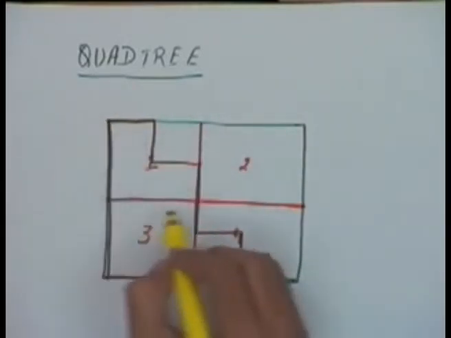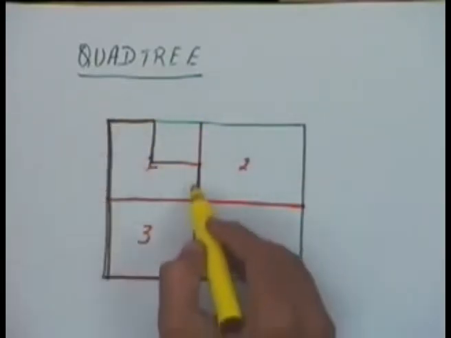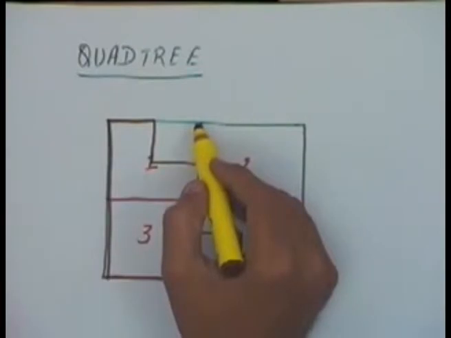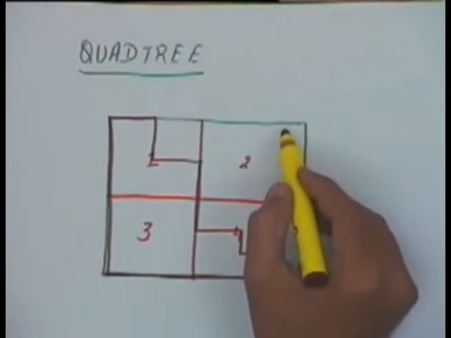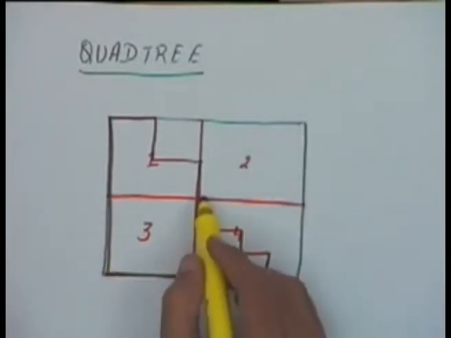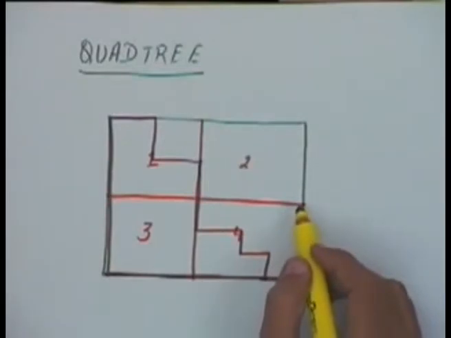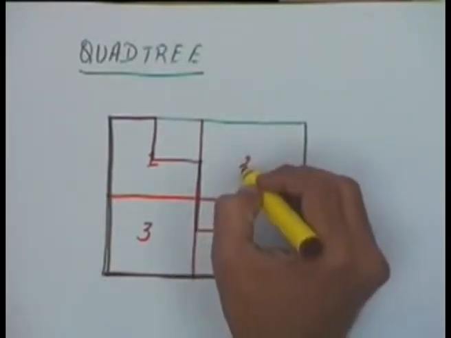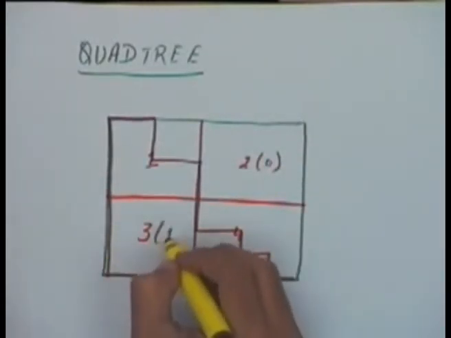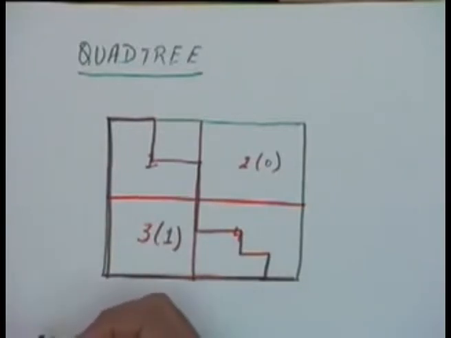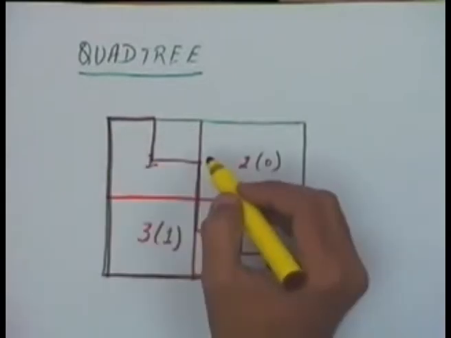Then we see whether each region is inside or outside. Looking at region 1, we cannot decide whether it is totally inside or totally outside. Region number 2 is totally outside. Region number 3 is totally inside, and region number 4 is again partially inside and partially outside. So for region 2 we will store a 0, for region 3 we will store a 1, and region 4 we will divide further into 4 parts.